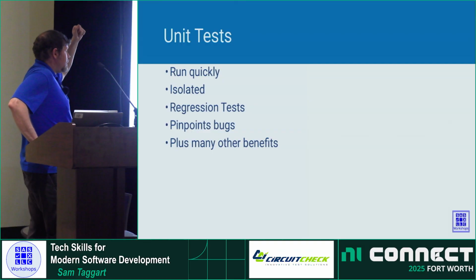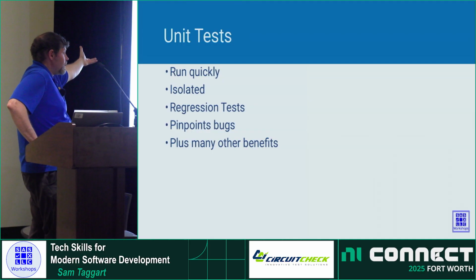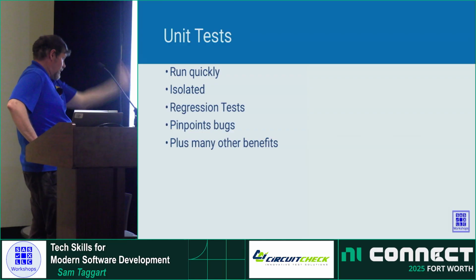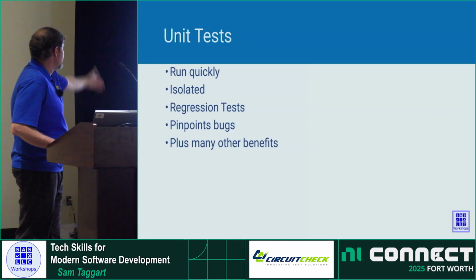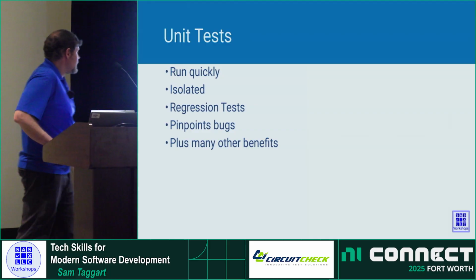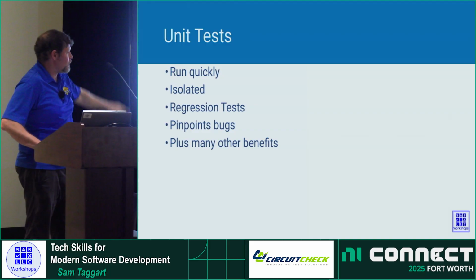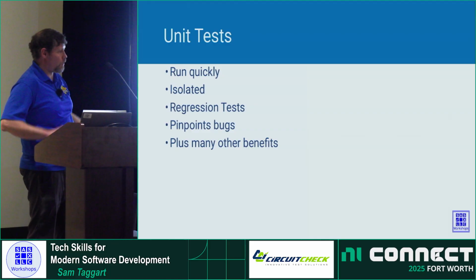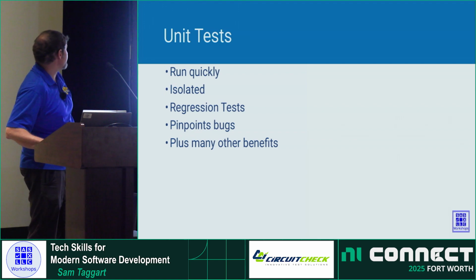They're isolated, which means that you can pinpoint bugs easily, because when something breaks, it's in that chunk of code. It's not anything else it could be. They work great as regression tests. And there's a whole bunch of benefits. I pointed out that I have a blog. I have like 50 articles on all the benefits of unit tests. You can go look that up if you really want.